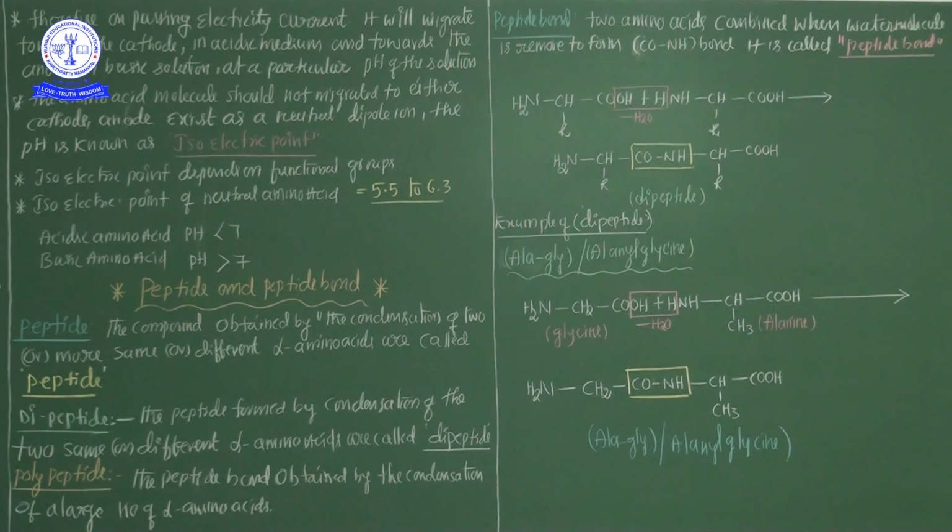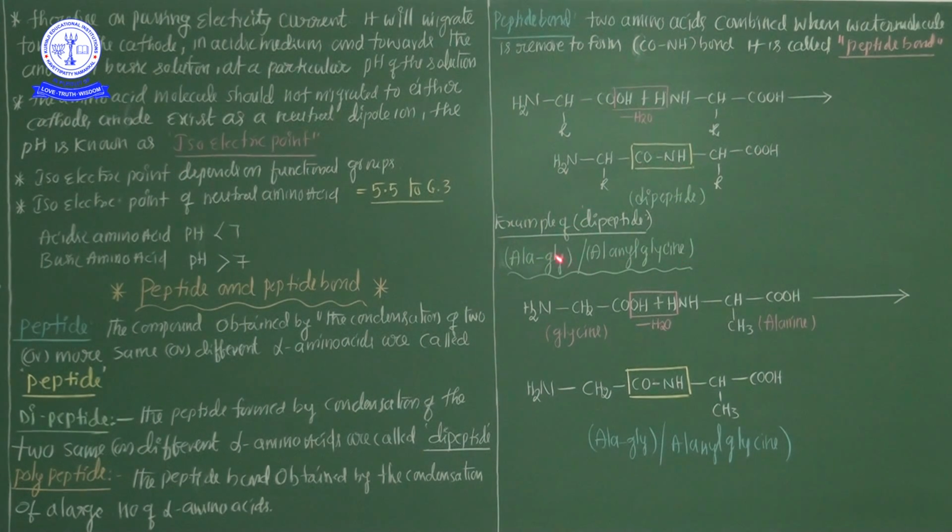Now see, what is a peptide bond? Two amino acids combine when a water molecule is removed to form a CONH bond. That CONH bond is called a peptide bond. Most proteins are polypeptides.